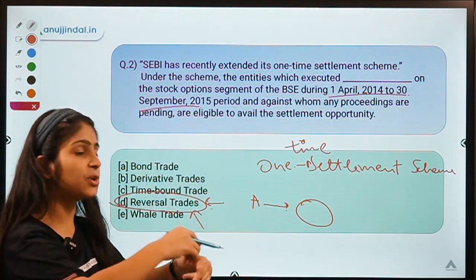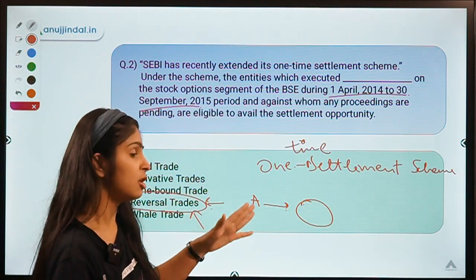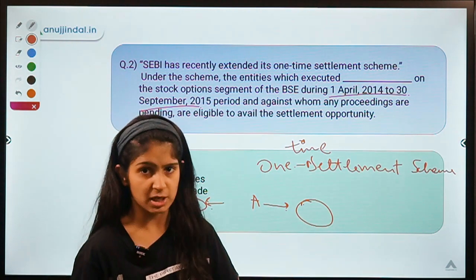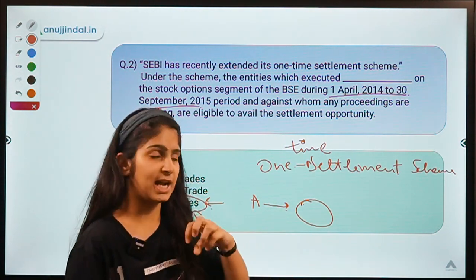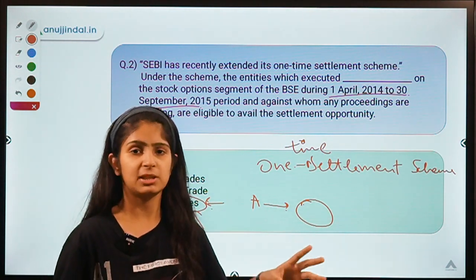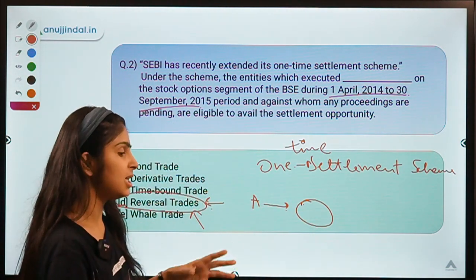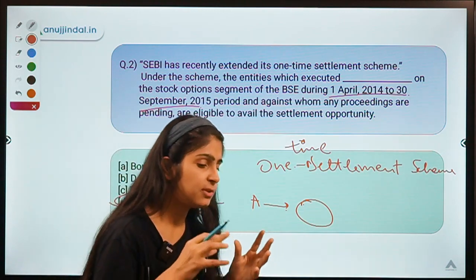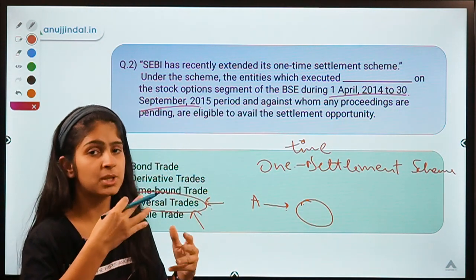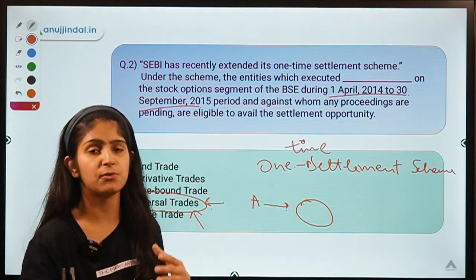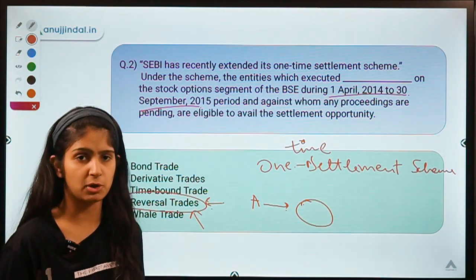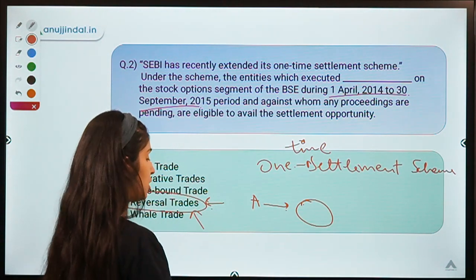So basically, he reverses his position. Or let's say if he is shorting some shares, if he has entered into a contract to sell these shares, then again he buys the shares after a few days. So basically, a trader, if he or she enters into an opposite position or a reverse position within a very short period of time, then it is known as a reversal trade.